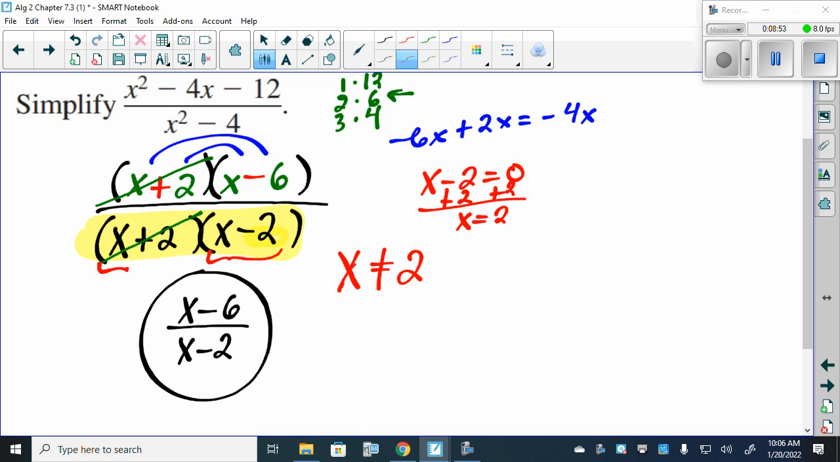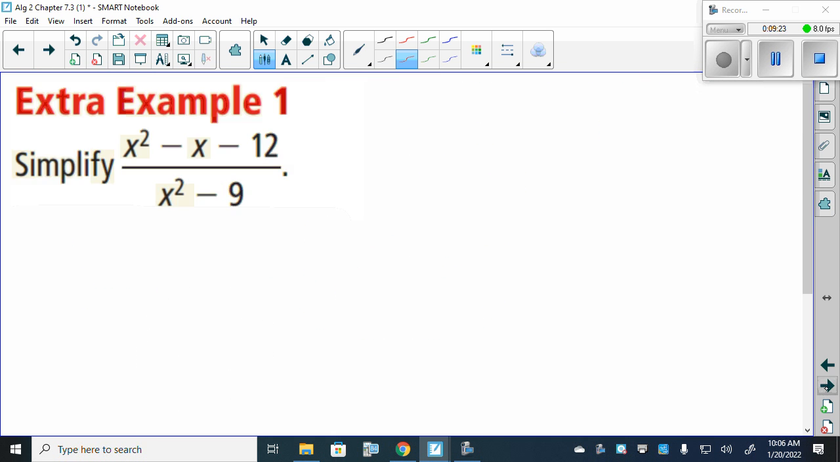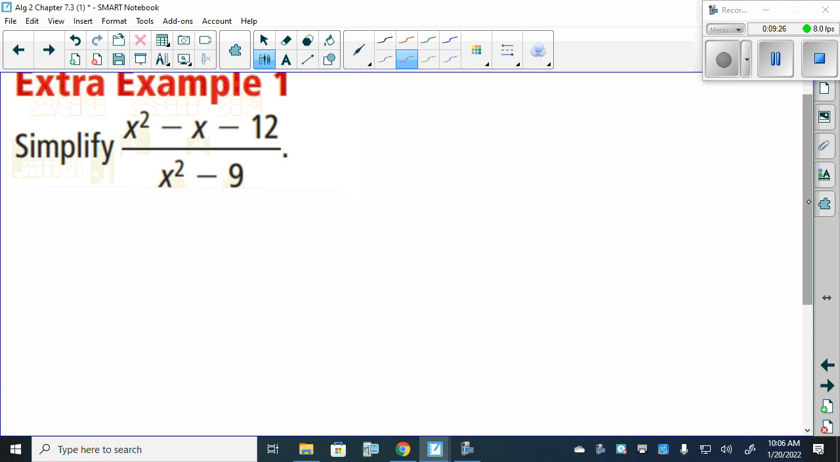Well, what about with our x plus 2? It can't be negative 2. Because if x is 2 or negative 2, the denominator would become 0, and we can't divide by 0. So if we're talking about the restrictions for this here, x cannot be 2 or negative 2. Even though the positive 2 does simplify out, we really want to keep that restriction there. Any questions on this here? Let's look at the next one here.